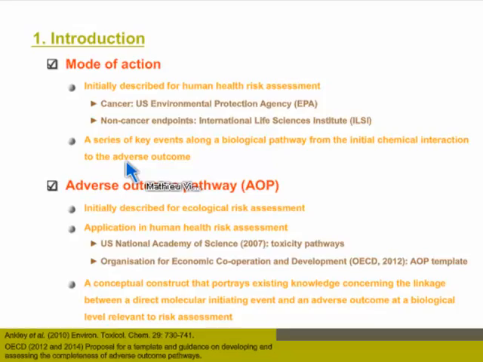Now, this mode of action was first introduced in the cancer field by the US EPA, but throughout the years it has also been used in order to cover non-cancer endpoints, which, for example, has been done by the International Life Sciences Institute. So basically, this mode of action was mainly, if not uniquely, used for the field of human health risk assessment. And this is a difference with these AOPs. An AOP has its roots in the field of ecotoxicology, but especially in the last few years, it has become applied also in the field of human health risk assessment.